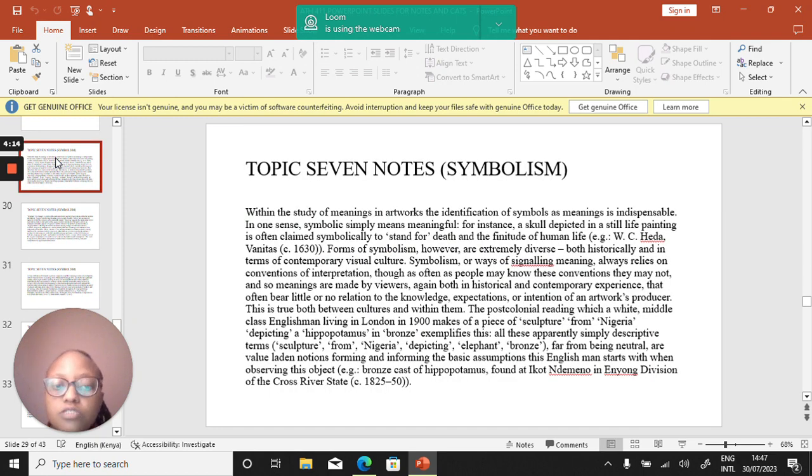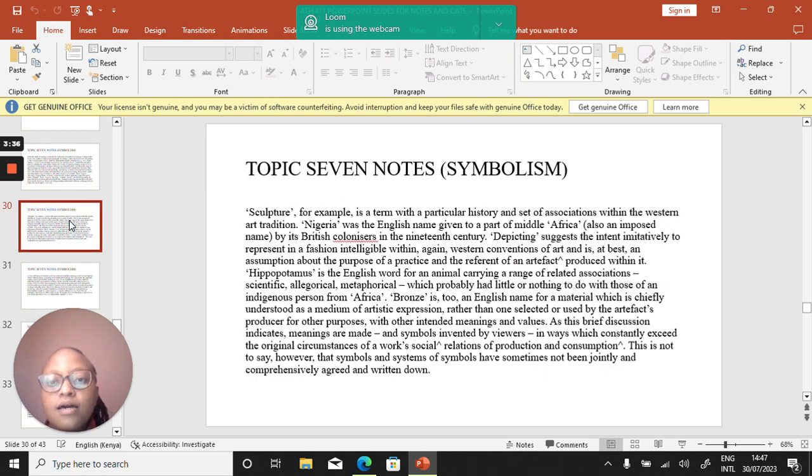When you talk about symbolism, it is a way of signaling meaning, and it always relies on the conventions of interpretation. Within the study of meanings in artworks, the identification of symbols as meanings is indispensable. In one sense, symbolic simply means meaningful. For instance, a skull depicted in a still life painting is often claimed symbolically to stand for death and the finitude of human life. So a symbol stands for or represents something.